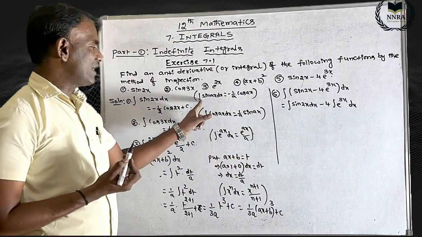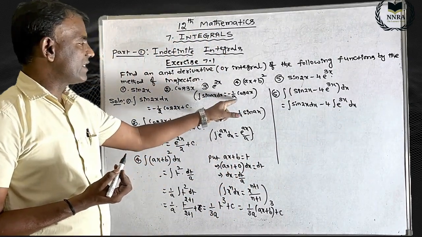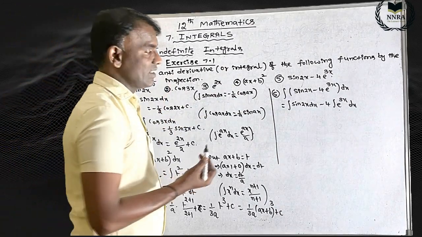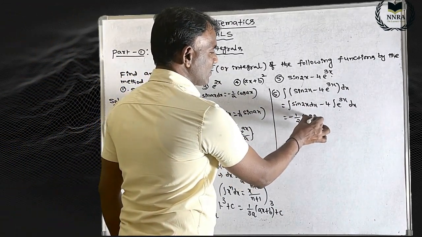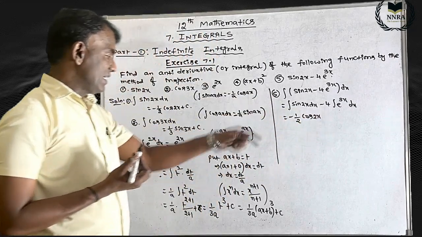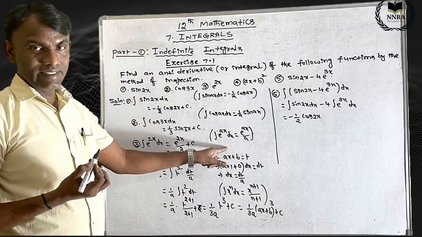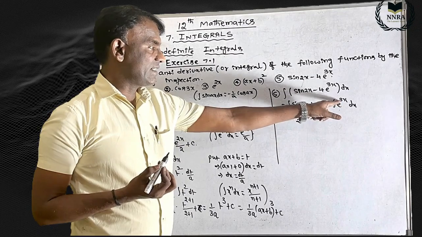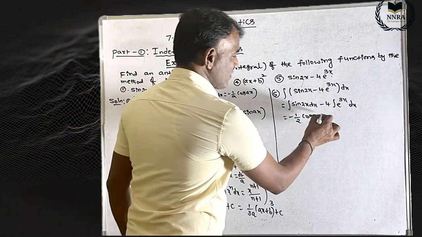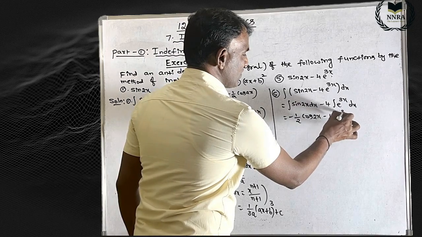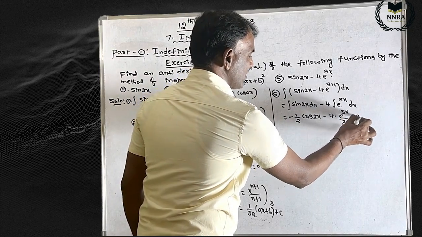Again same formula, integral sin ax dx equals minus 1 by a into cos ax. But what is the value of a here? 2. So minus 1 by 2 cos 2x. And that is the form of integral e power ax. Now what is the value of a here? a equal to 3. And this is the formula, e power ax by a, where a equal to 3. So 4 into e power 3x by 3, then constant c.